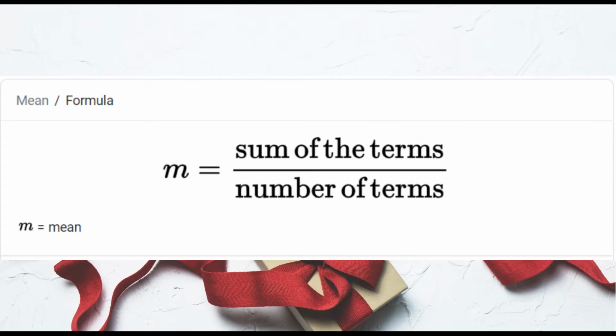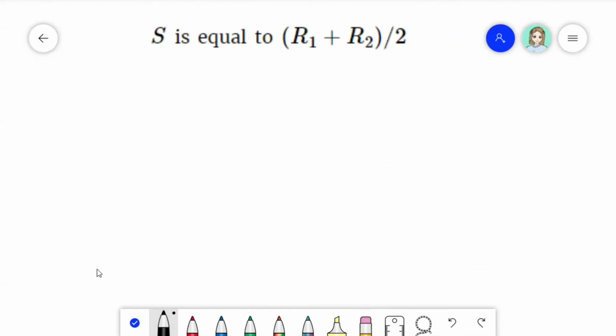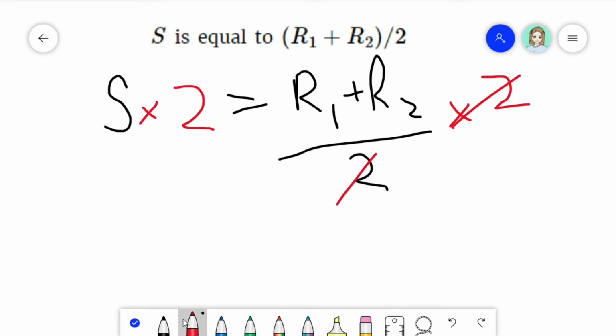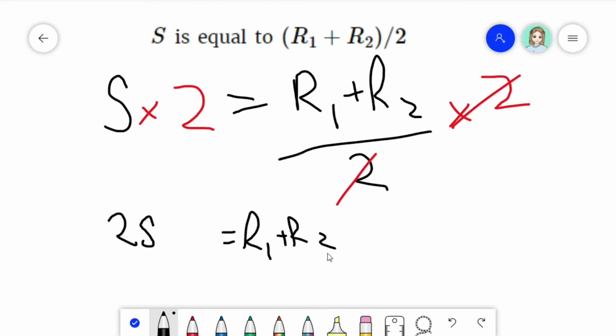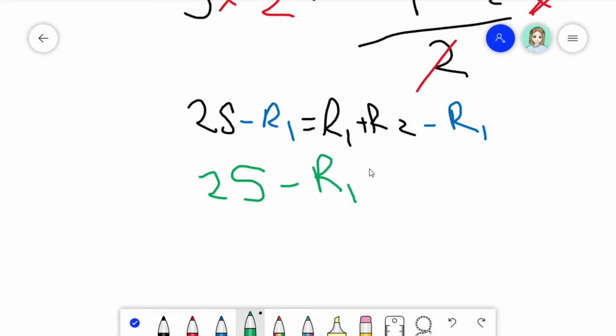From here, let's solve the problem by hand. So the original equation they gave us is S equals (R1 plus R2) divided by 2. Multiply both sides of the equation by 2 to get 2S equals R1 plus R2. Subtract R1 from both sides to get S times 2 minus R1 equals R2.